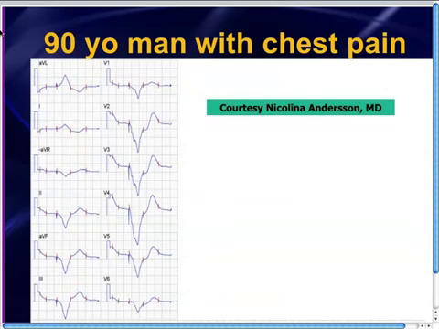Now, many of us have been taught that when you've got a pacemaker, you cannot read any evidence of cardiac ischemia into that EKG, and Dr. Anderson was smart enough to pick up something a bit more than that traditional incorrect dogma, and that there is something else going on here.